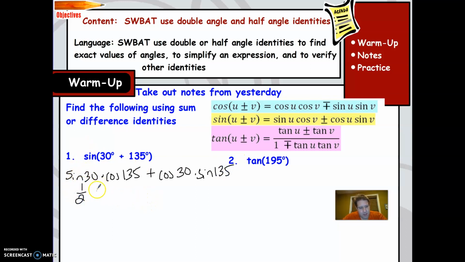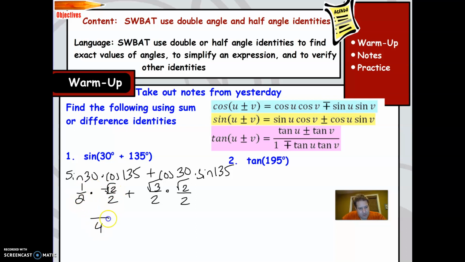Now, sine of 30 is 1/2. It's in the first quadrant. Cosine of 135, remember 135 is really a 45-degree angle in the second quadrant, and so therefore cosine of 45 is square root of 2/2. And keep in mind that it's going to be negative because it's in the second quadrant. And you're going to be adding this to cosine of 30, which is square root of 3/2, times sine of 135, which is square root of 2/2, because that's really sine of 45, which is positive because it's sine.